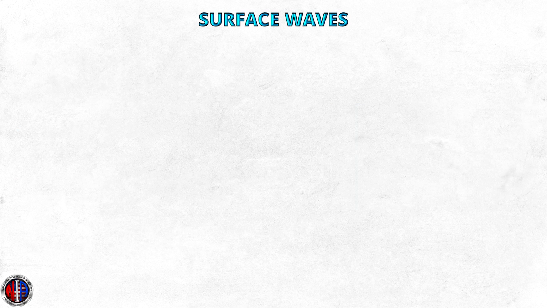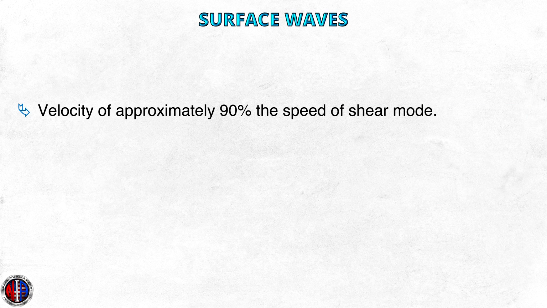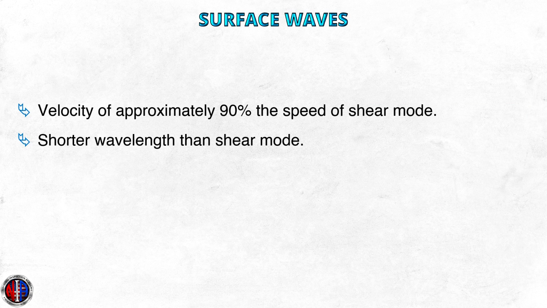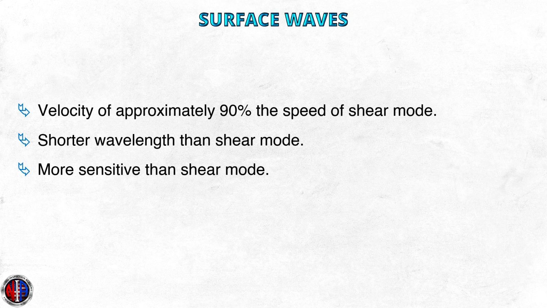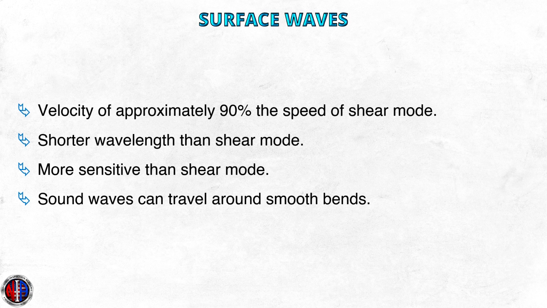Some other attributes of surface waves are, they have a velocity of approximately 90% the speed of the shear wave mode. They have a shorter wavelength than the shear wave mode. They are more sensitive than the shear wave mode. And sound waves can travel around smooth bends.